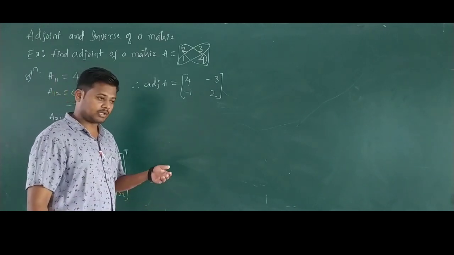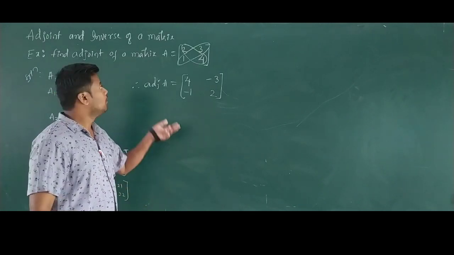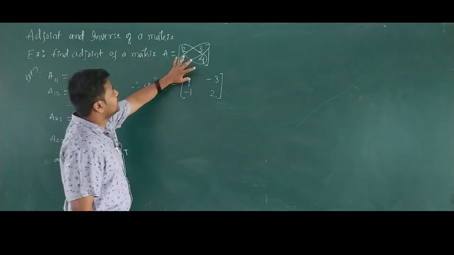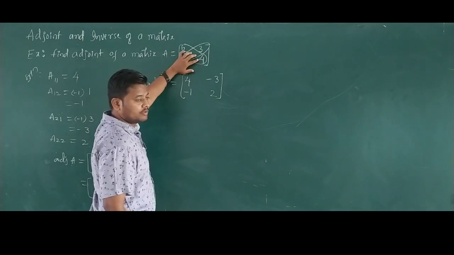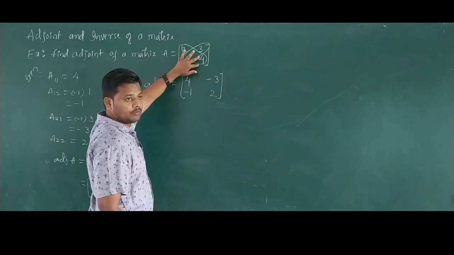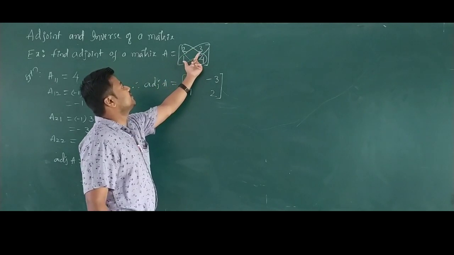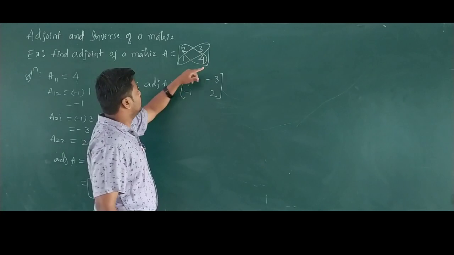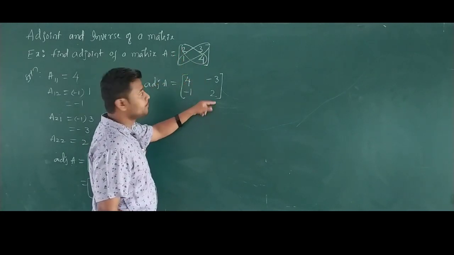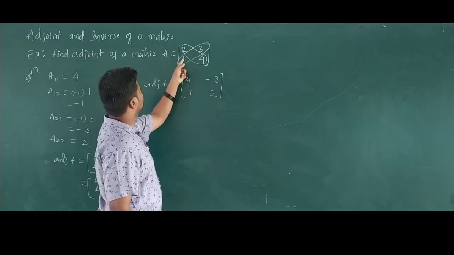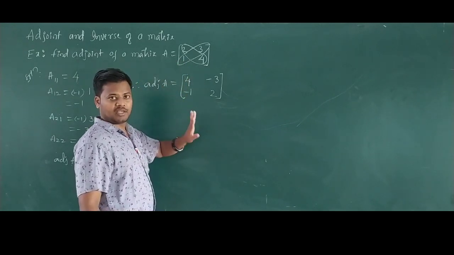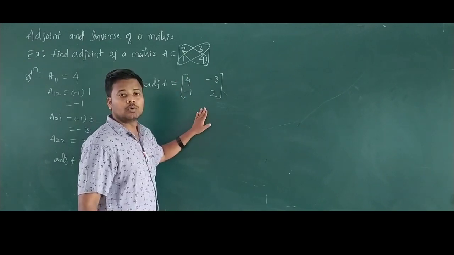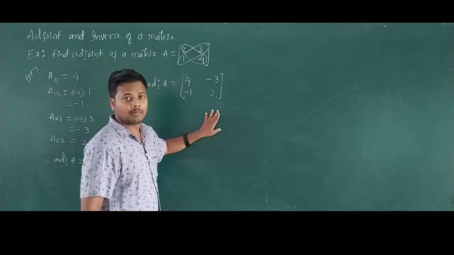If the question gives a 2 by 2 order and asks to find the adjoint of a matrix, you just have to directly interchange these two diagonal elements. Next, change the sign of these elements: if plus, make minus; if minus, make plus. Here, interchanging gives 4 2. Now change the sign. That's all. So you can directly find the adjoint of a matrix. This is applicable only for a 2 by 2 matrix. It doesn't apply to 3 by 3.